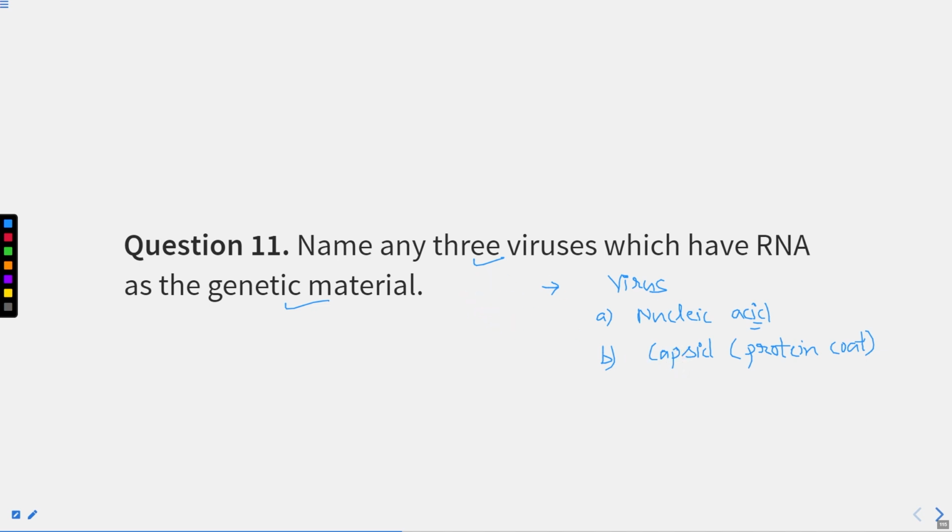I'll just draw a rough figure here. Suppose this is the capsid, and suppose this is a spherical virus. This outer layer is the protein coat, known as the capsid. And then we have the genetic material here, which is the nucleic acid. It can be RNA or DNA. It can be DNA also in some viruses. So here we have to name the viruses that have RNA as the genetic material.